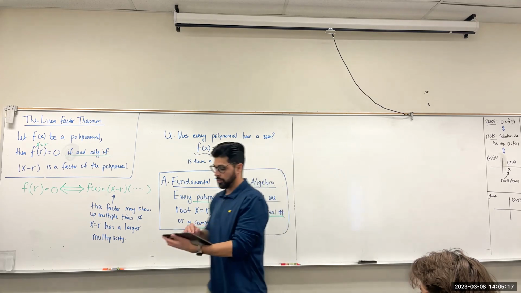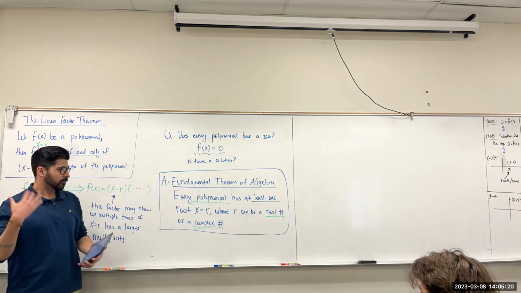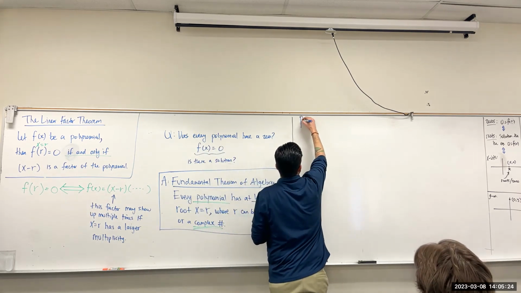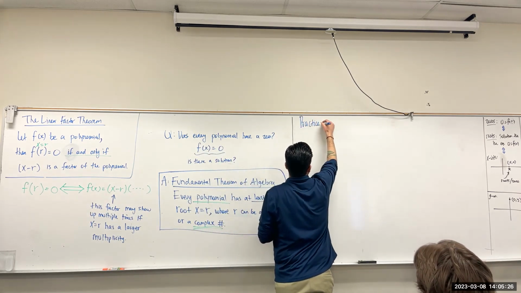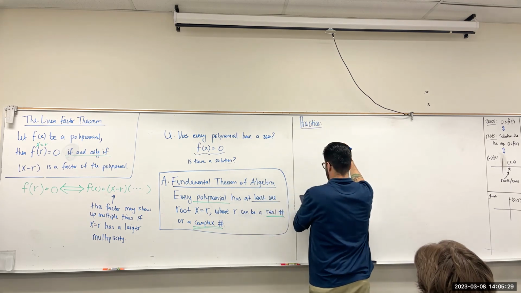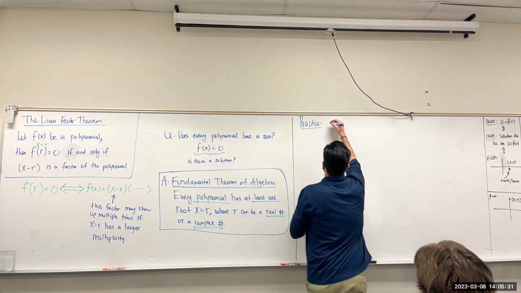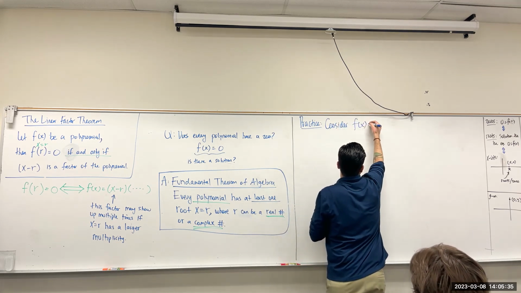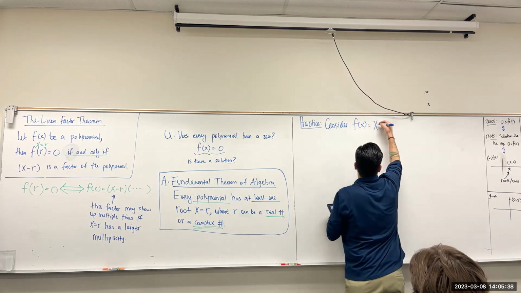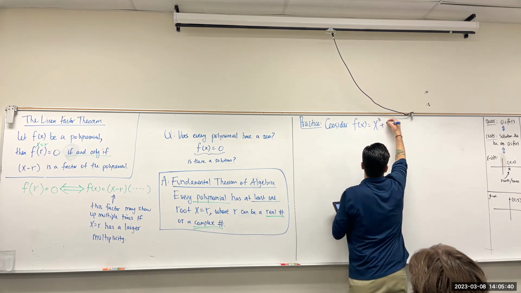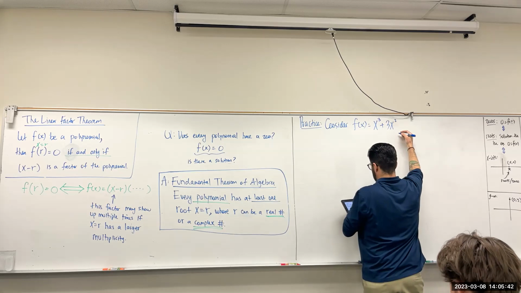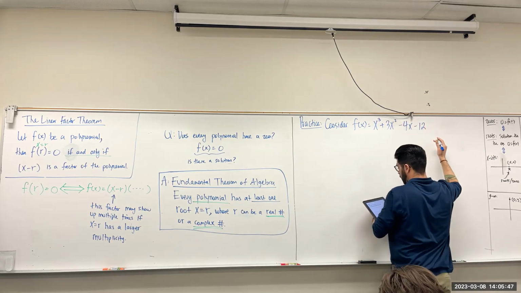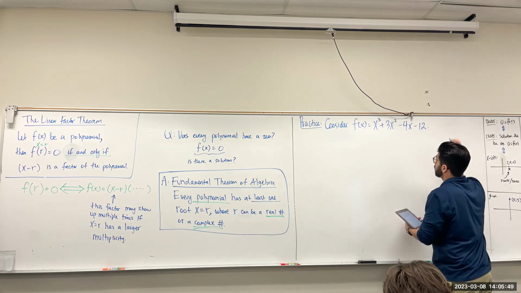A lot of vocab, I apologize. Okay, too much talking for me. I want you guys to do a little bit. So let's try to put this together with an example here. So consider this polynomial here: x cubed plus 3x squared minus 4x minus 12. The one we've been playing with a little bit.